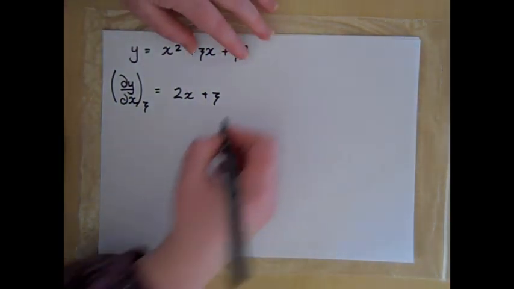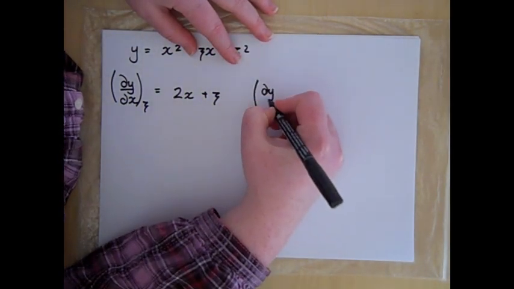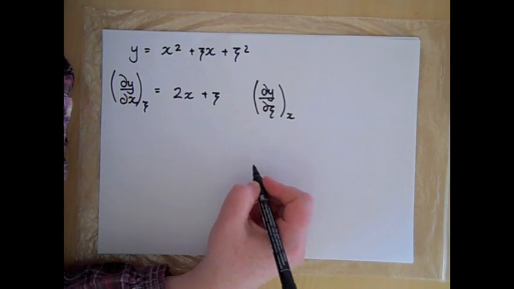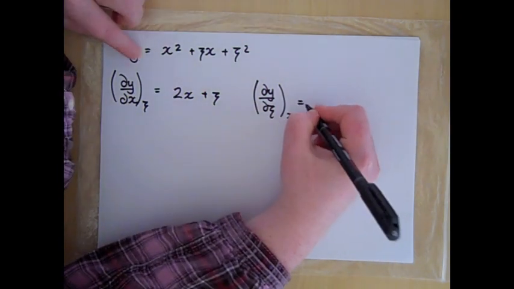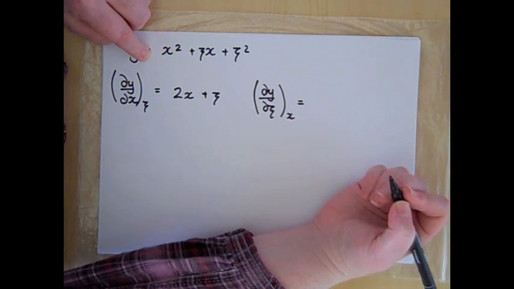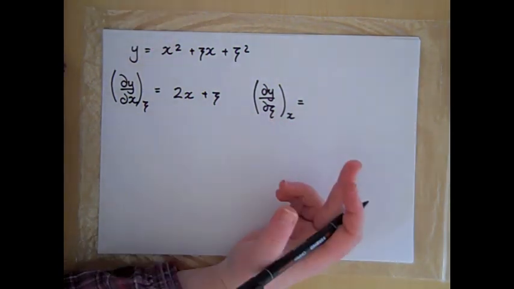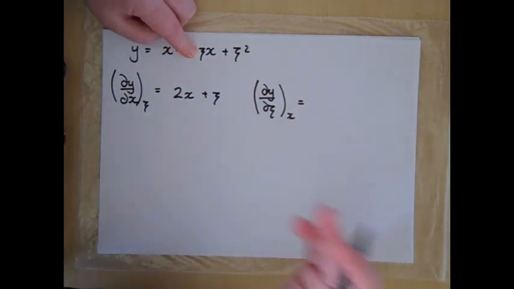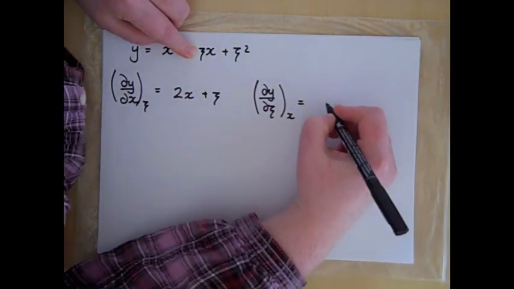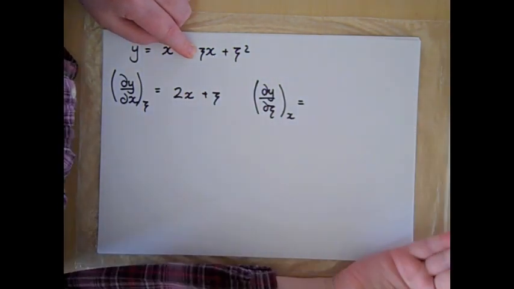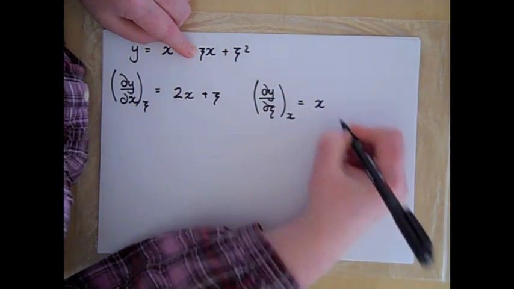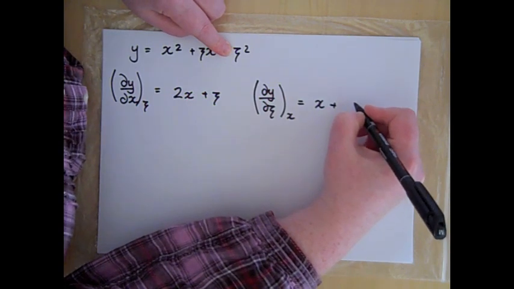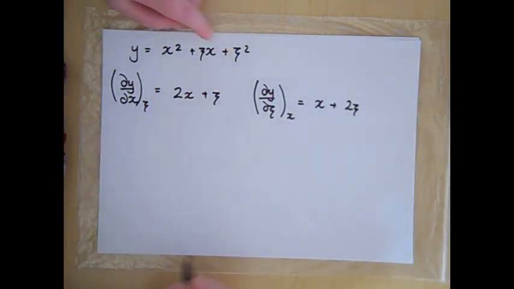I could also differentiate this function with respect to z. This time I have a subscript x to say that I'm keeping x constant. So if I differentiate this with respect to z, x squared is just a constant. I differentiate a constant, it disappears. Zx is just a constant multiplied by z, so differentiating z with respect to z just becomes 1, leaving the constant x. And then the differential of z squared with respect to z would be 2z.